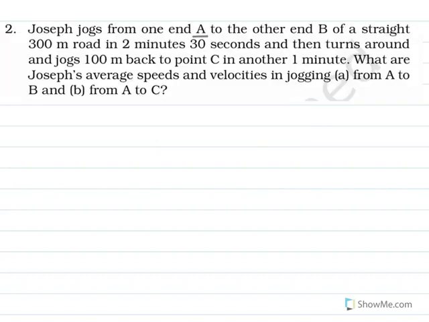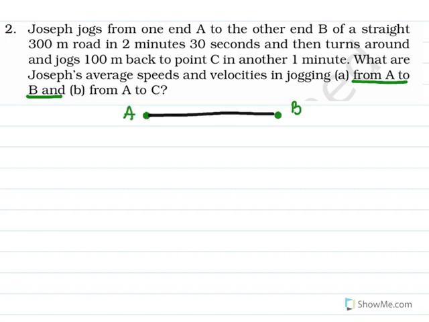Joseph jogs from end A to another end B of a straight 300 meter road in 2 minutes and 30 seconds, and then turns around and jogs 100 meters back to point C in another 1 minute. What is Joseph's average speed and velocity in jogging from A to B and A to C? So first we'll consider just A to B. We'll find out the speed and velocity.